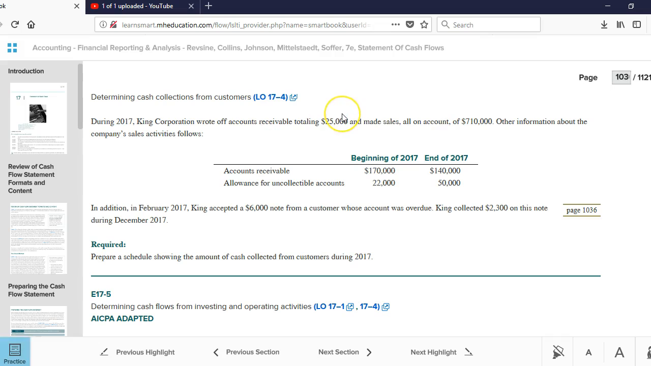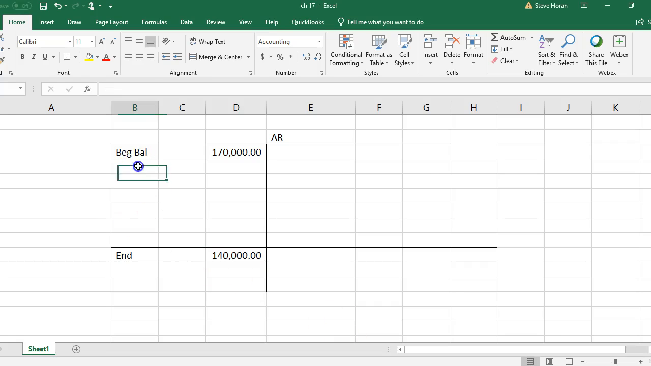They told us a few things here. They said we did some write-offs of $25,000. We swapped out $6,000 of AR into a note receivable. And we have credit sales of $710. So my debit would be my credit sales.